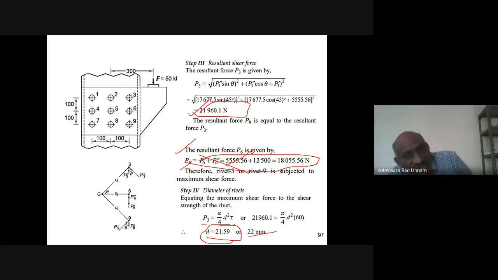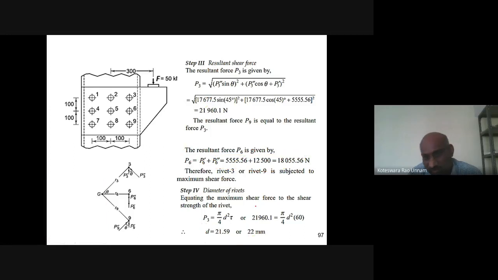So like this you can solve the problem. Whether you have 2 rivets or 4 rivets or 9 rivets, or for that matter any number of rivets, the procedure is going to be like this only. This is what I wanted to discuss in the case of eccentrically loaded riveted joints. With this we can close this topic. That means the riveted joints topic is over now. Next we'll move on to the welded joint, which will start in the next class.